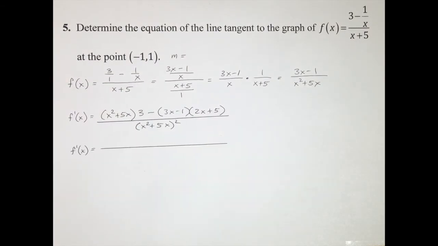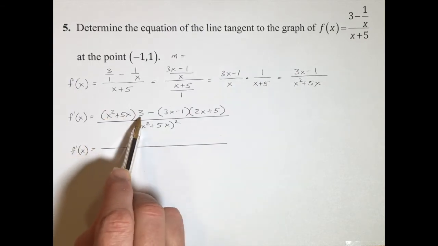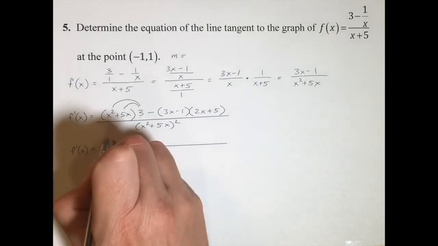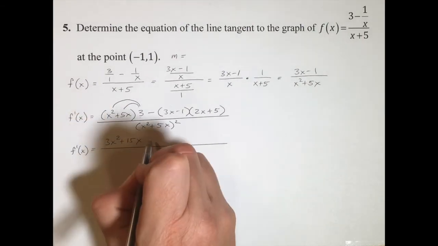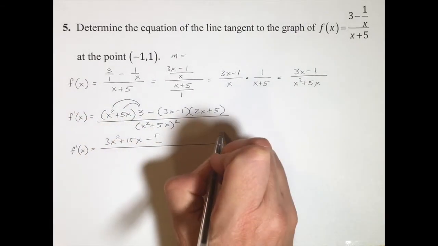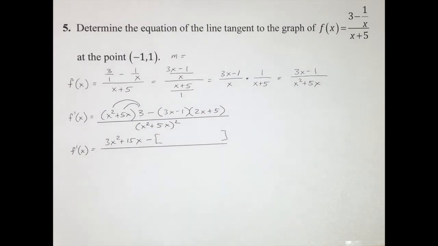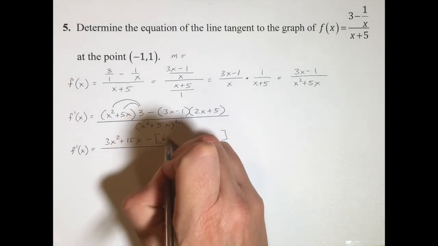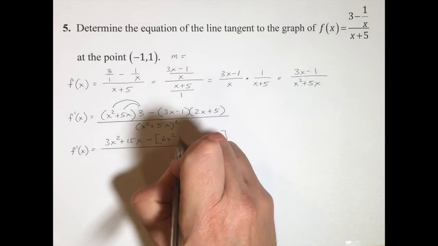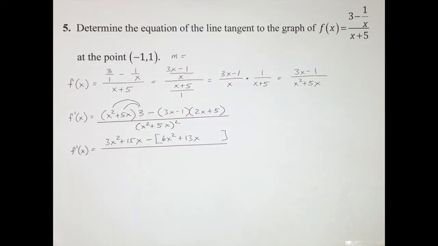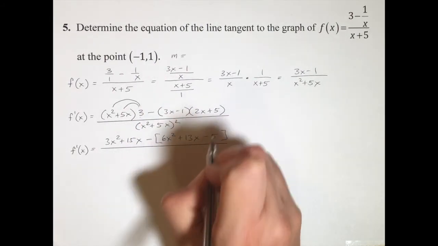So in the numerator, the first thing I can do is distribute this 3. That gives me 3x squared plus 15x. I then need to subtract, and I'm going to put the result of foiling 3x minus 1 and 2x plus 5 in these brackets. Of course, 3x times 2x is 6x squared. Positive 15x and negative 2x is positive 13x. And negative 1 times 5 is negative 5.